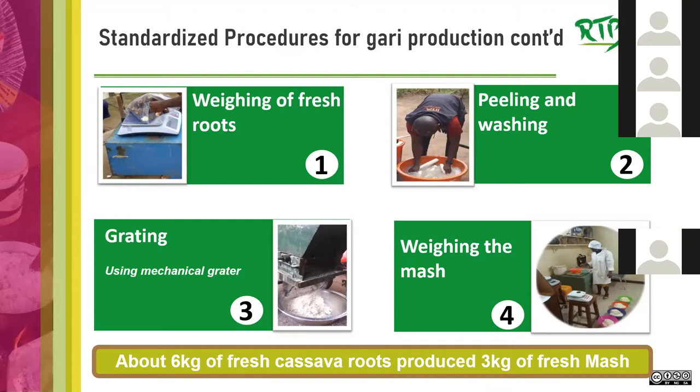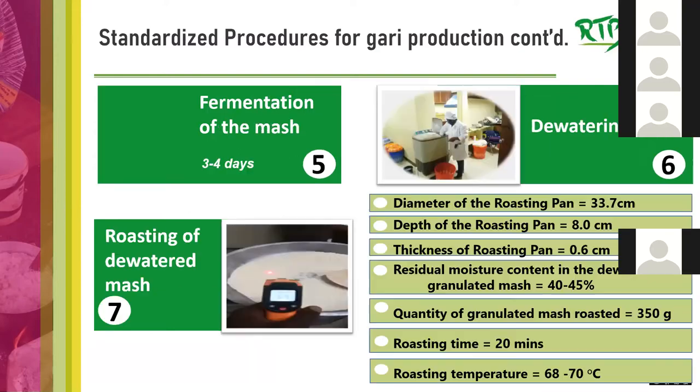we start from 60 kilograms of fresh cassava root. That gives us 3 kilograms of fresh mash. So that is the standard we have in the laboratory. We can see that the mash we get is 50% of the fresh cassava root. Then the fermentation of the mash is 3 to 4 days.